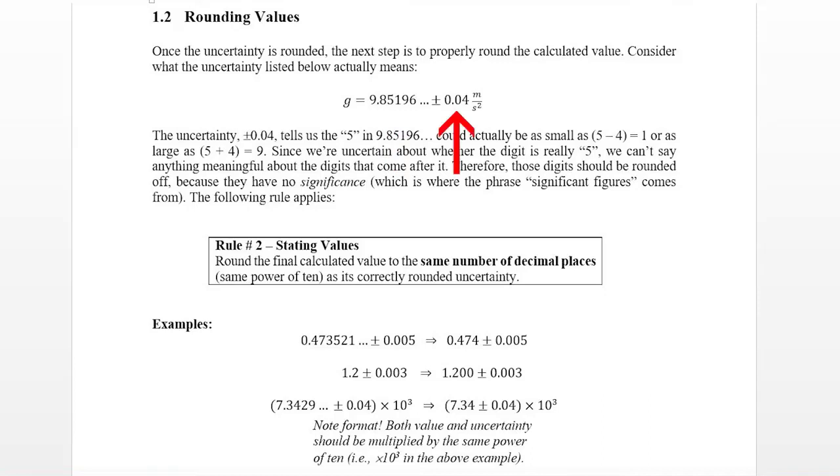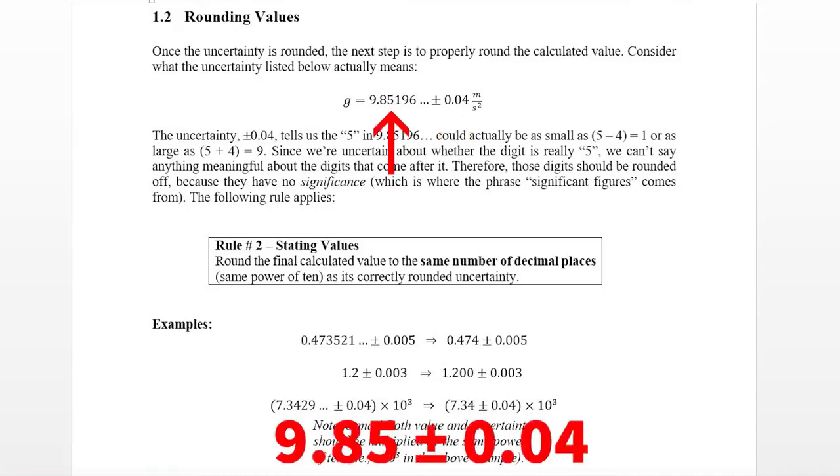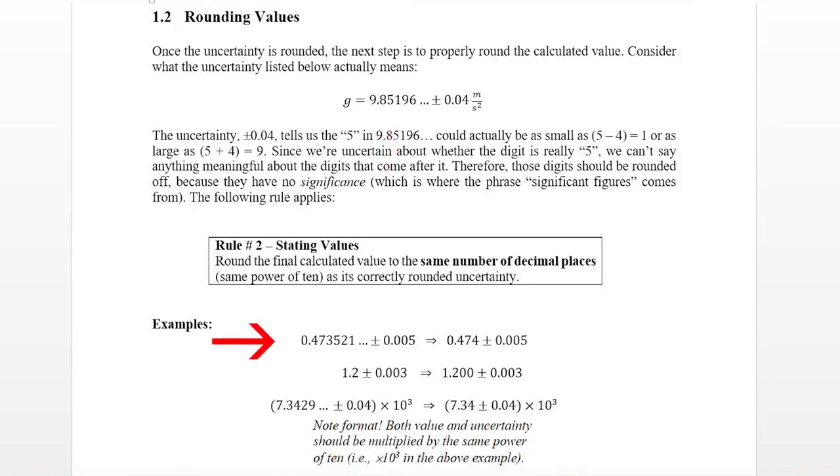So you round off the uncertainty first, and then you round off the value to have the same number of decimal places as the uncertainty does. So looking at the examples down below, in the first one, the uncertainty has 3 decimal places, 0.005. That means we round off the final answer to have 3 decimal places as well. So it becomes 0.474, and again, 5 or higher rounds up, 4 or less rounds down. In the second case, the uncertainty has 3 decimal places, 0.003. That means they have to pad the end of the value with zeros to make it 1.200, so that it also has 3 decimal places.